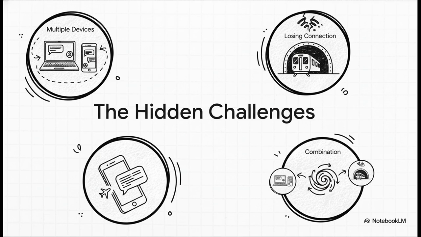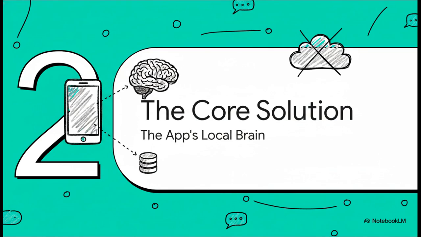You're chatting on your computer and your phone at the same time. You walk into a subway tunnel and your connection drops. You type out a whole message while you're offline on a flight. A great chat app has to handle all of this, sometimes all at once, without you ever even noticing something went wrong. So how in the world do they solve all of this?